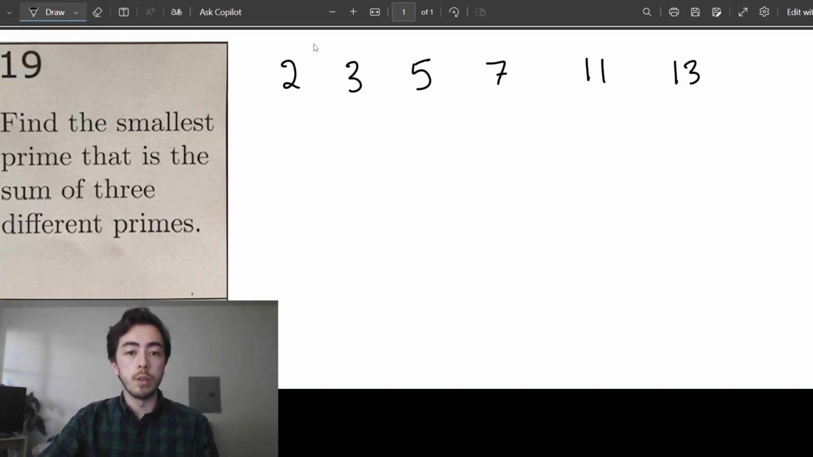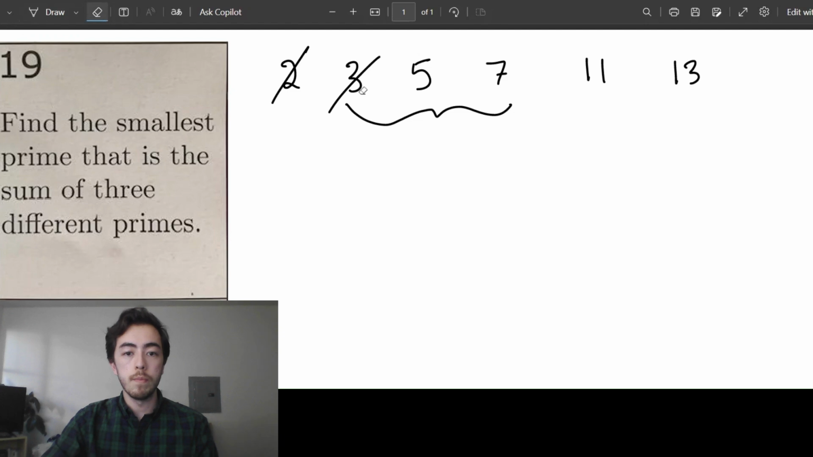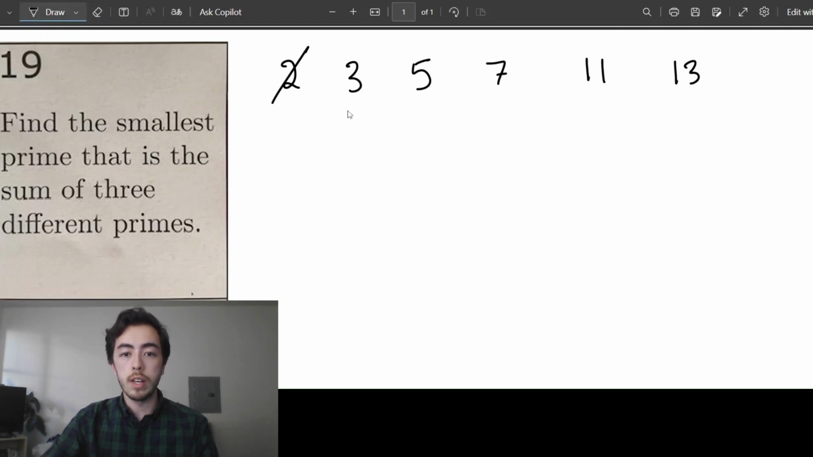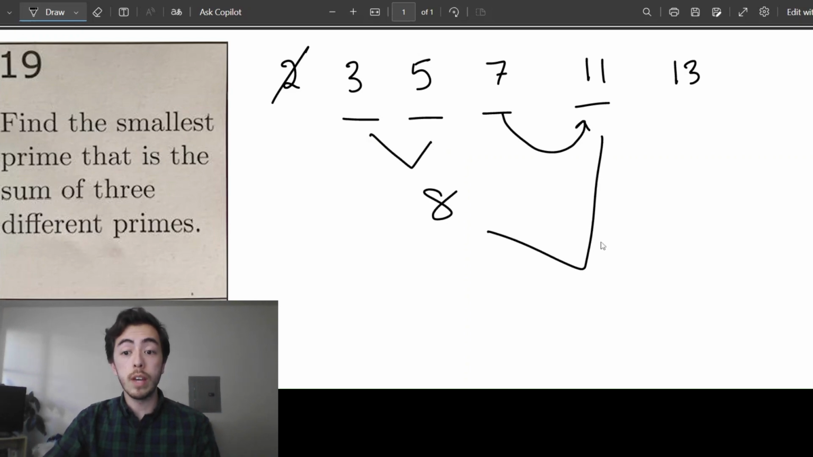So I ruled out 2 because we couldn't use it. But ruling out this sum doesn't mean that I'm ruling out 3, but rather I should replace one of these 3 numbers with a different one. And I think the next logical thing for me to try is to replace the 7 with an 11 and see what happens. So with 3 and 5, we get 8, plus 11, we do get 19.